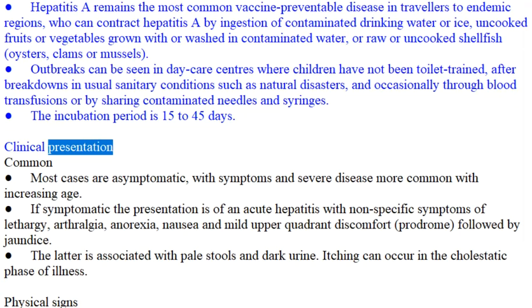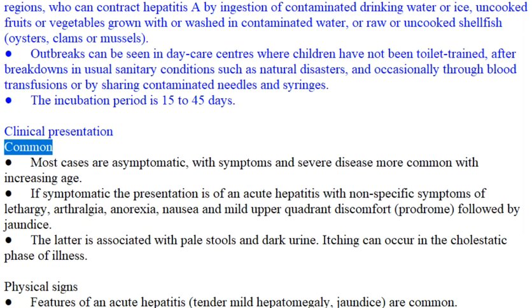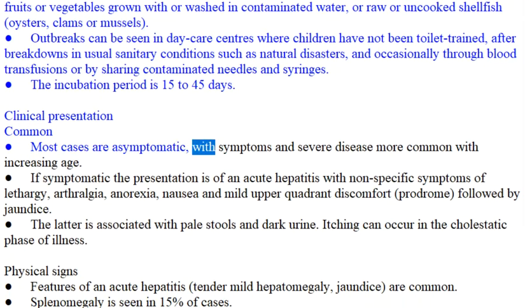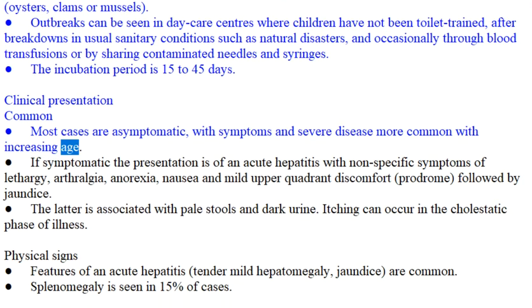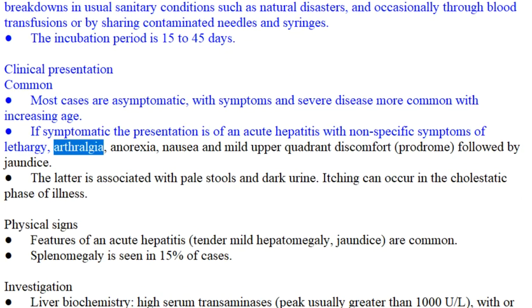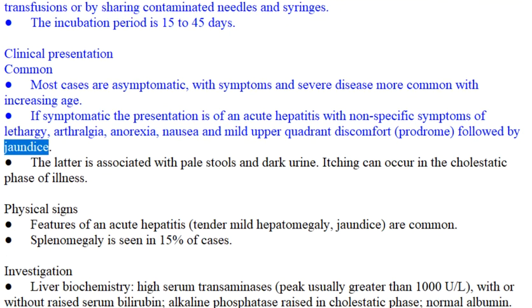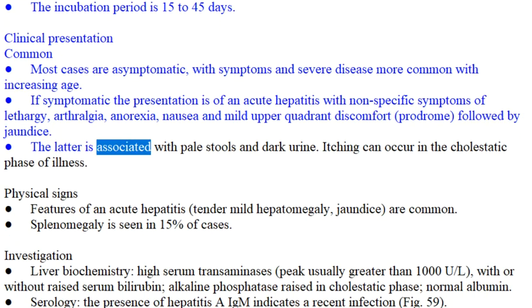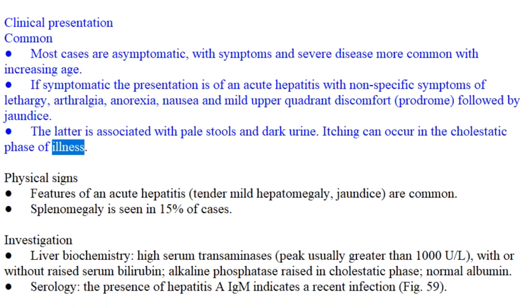Clinical presentation. Most cases are asymptomatic, with symptoms and severe disease more common with increasing age. If symptomatic, the presentation is of an acute hepatitis with nonspecific symptoms of lethargy, arthralgia, anorexia, nausea, and mild upper quadrant discomfort, the prodrome, followed by jaundice. The latter is associated with pale stools and dark urine. Itching can occur in the cholestatic phase of illness.